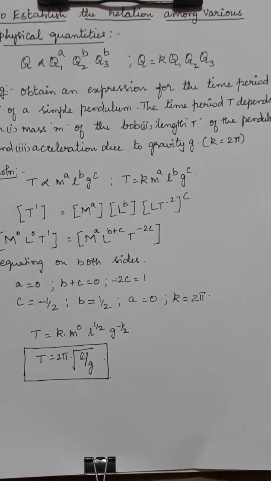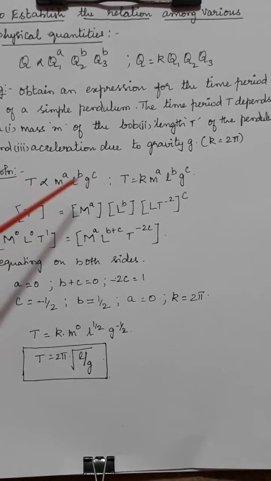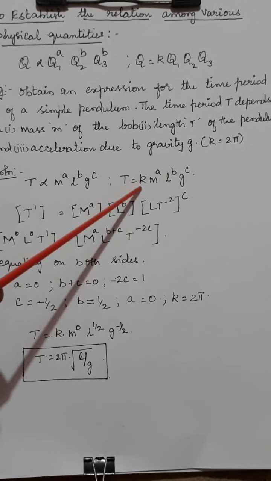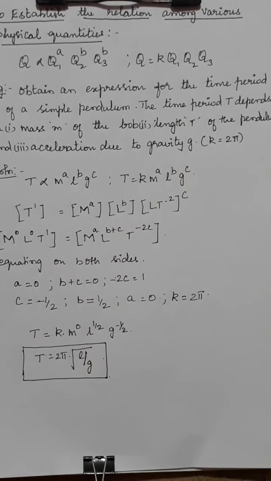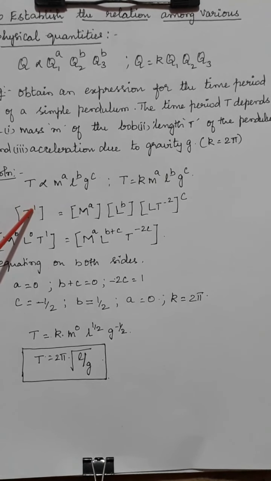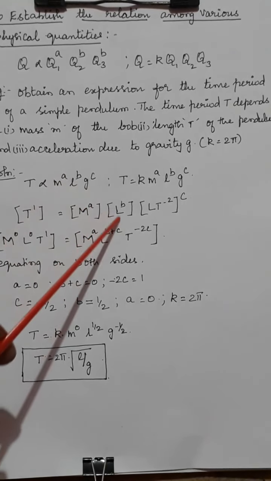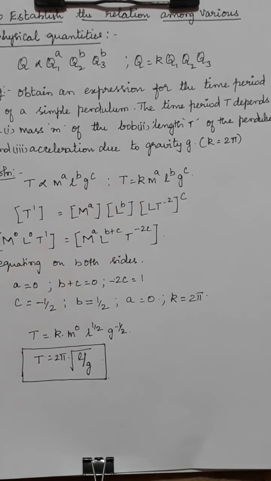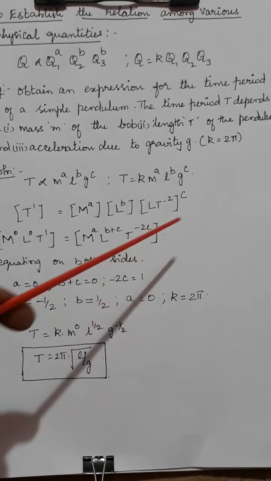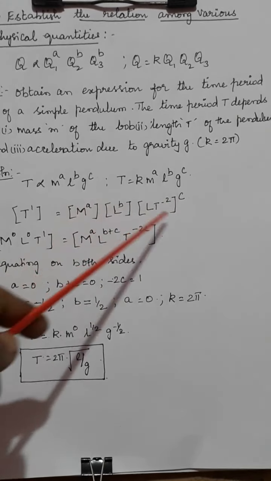And always when you need to change the proportionality sign to an equal sign, introduce a constant k. Now on the left hand side you have only time period, so t power 1, then mass alone m power a, then length l power b. This is acceleration due to gravity, which has a unit of l t power minus 2, so it's power c.